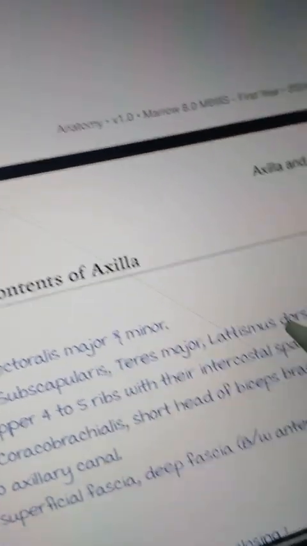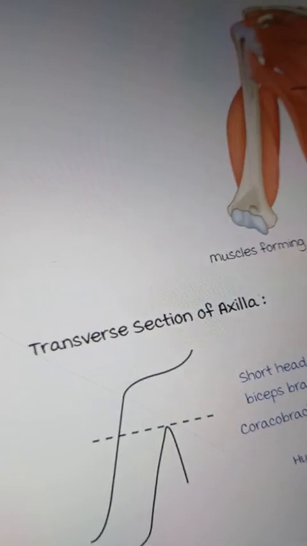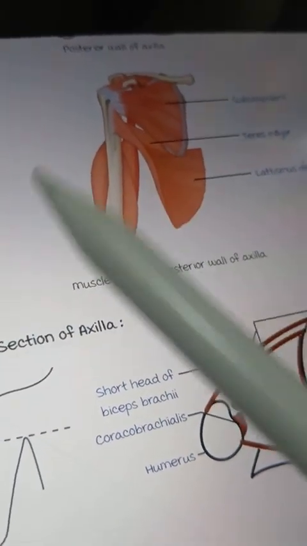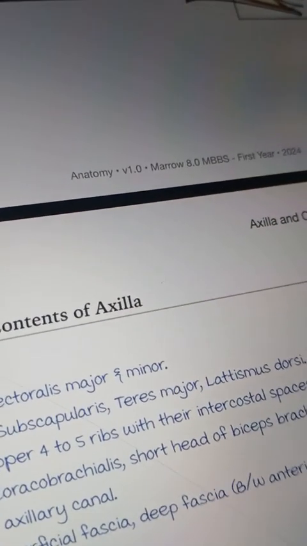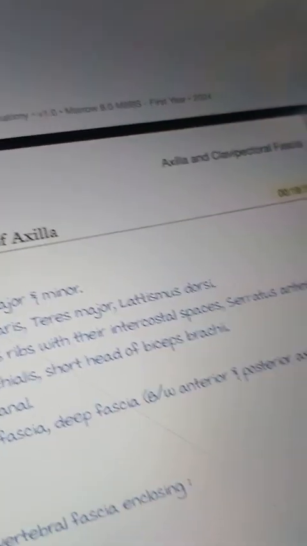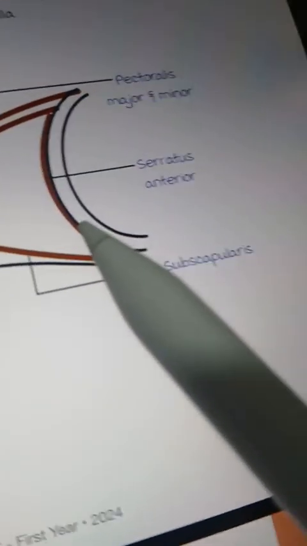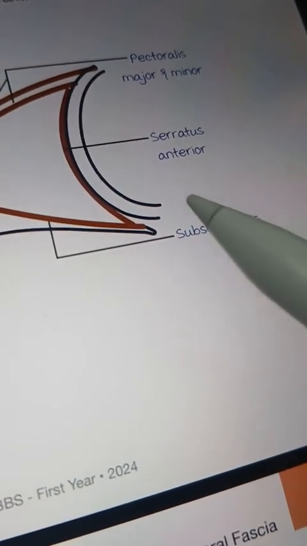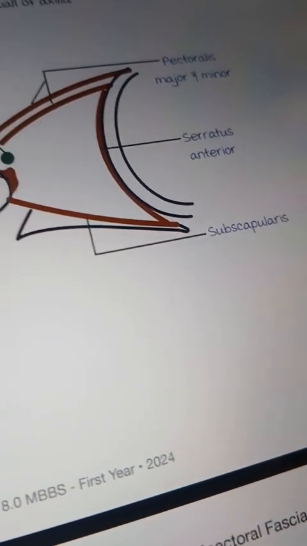Next we have the posterior wall, formed by subscapularis, teres major and latissimus dorsi. As you can see, subscapularis is there, teres major is there, and latissimus dorsi is there. Then the medial wall, up to the 4th to 5th ribs with the intercostal spaces and serratus anterior. So that's the serratus anterior, and this is the medial wall: serratus anterior, and 4 to 5 rib spaces, intercostal spaces and ribs.